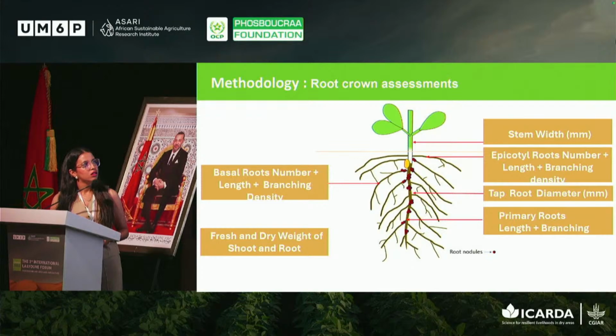And in this illustration, I tried to assemble all the data recorded related to roots. We have root numbers and length, and primary root branching. Also, we have stem width and taproot diameter. And at the end, we are also taking the fresh weight and the dry weight of root and shoot.